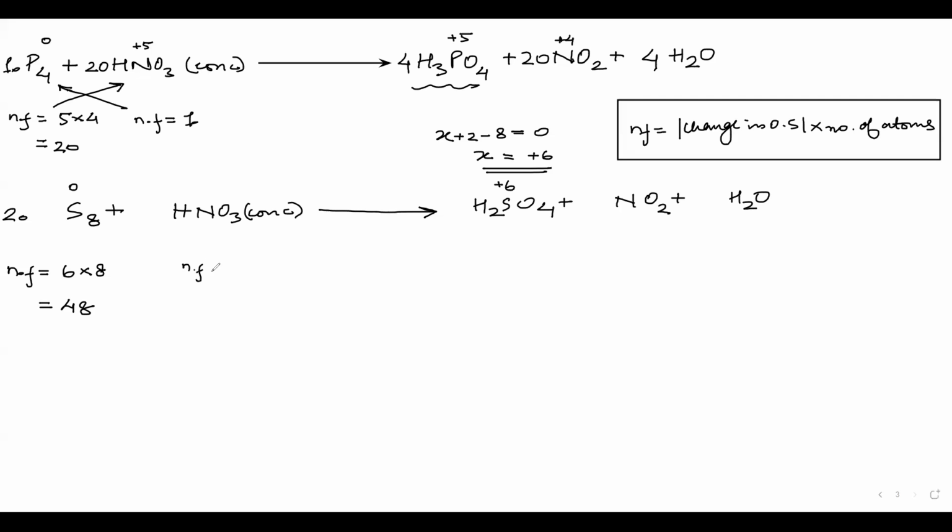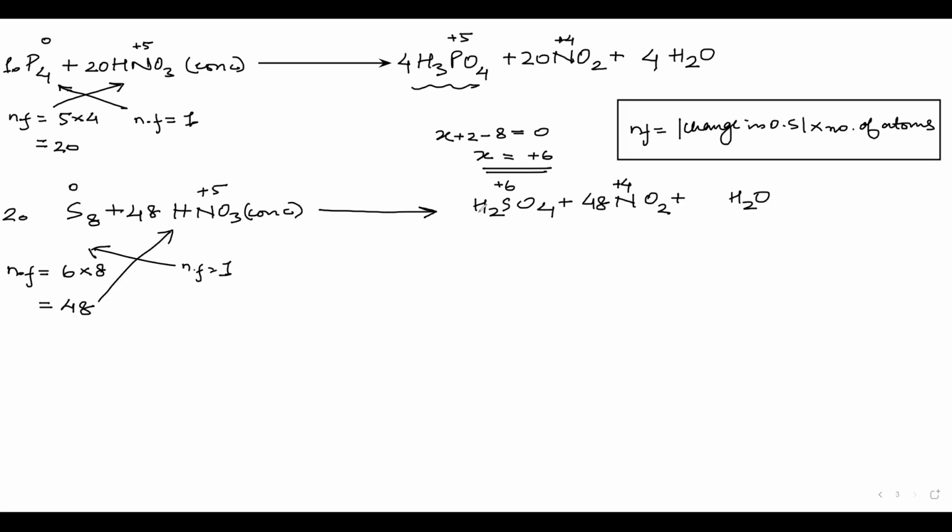Now here you have N factor equal to 1 only. Here it is also +5, and here it is +4. Here it is 1. Now you have to put 48 here, 1 there. This is 48. So NO2 will also be how much? NO2 will also be 48.